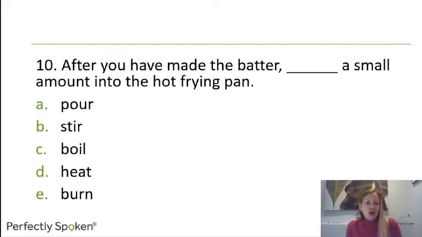And finally, the last question of the A2 course. After you have made the batter, put a small amount into the hot frying pan. A, pour, B, stir, C, boil, D, heat, or E, burn. And the answer is A, pour.